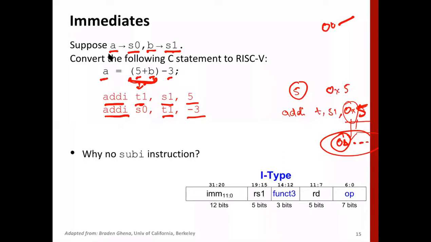The question is why there is no subi instruction. We could have used, instead, sub I s0, t1 and 3.